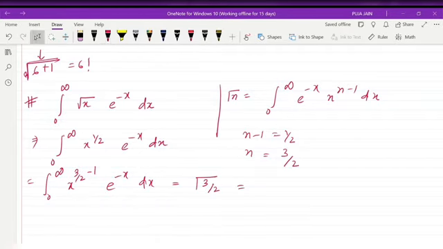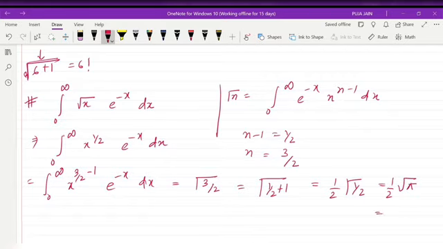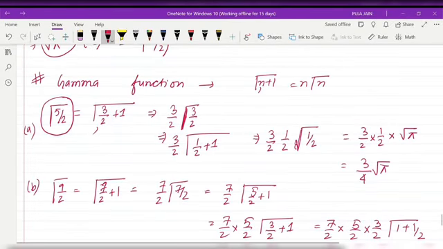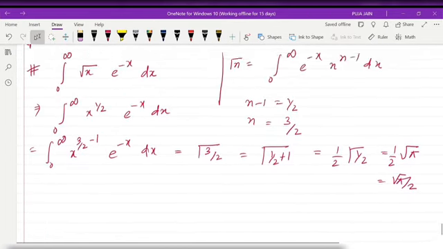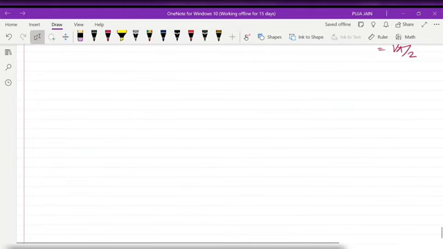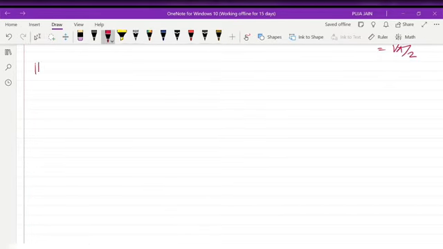Correct? Now gamma of 3 by 2 can be written as what? Half plus 1. So half gamma of half, that is half root pi. So our answer is root pi by 2. Okay. So our answer is what? Root pi by 2. Clear? Okay. So let us do another example.